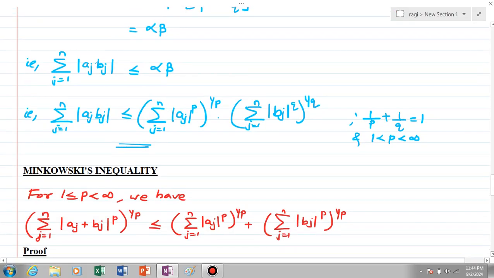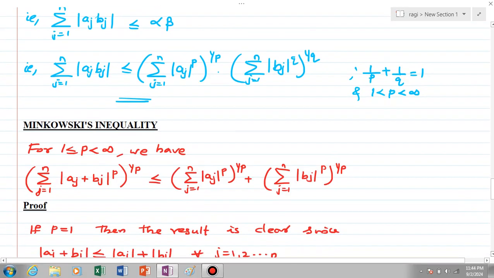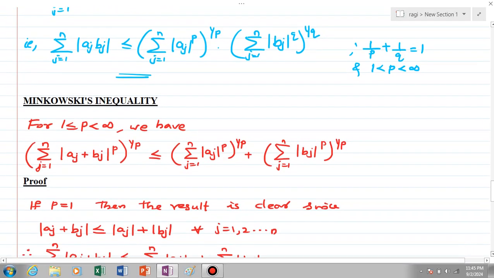The statement is, for 1 ≤ p < ∞, we have (Σ_{j=1}^n |a_j + b_j|^p)^{1/p} ≤ (Σ_{j=1}^n |a_j|^p)^{1/p} + (Σ_{j=1}^n |b_j|^p)^{1/p}. Okay, we are going to see the proof as two cases.